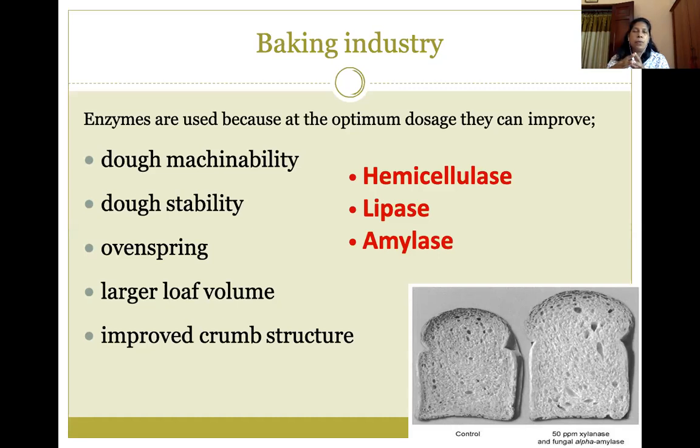Then it improves the oven spring, so you get bigger spring, as well as a larger loaf volume, bigger bread, and improved crumb structure. The shape is going to change. Sometimes you have seen that in some breads there is no very nice crumb structure. But here, because you introduce this, it breaks down and produces smaller particles, and it nicely gives the form and structure, right? So these are the improvements we can get by introducing this type of hemicellulase, lipase, and amylase. And in other cases, the texture will be changed by these enzymes.